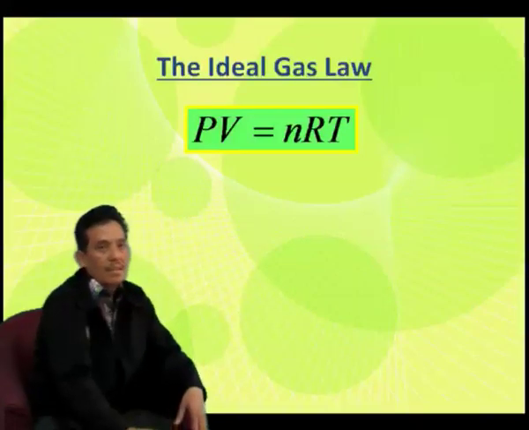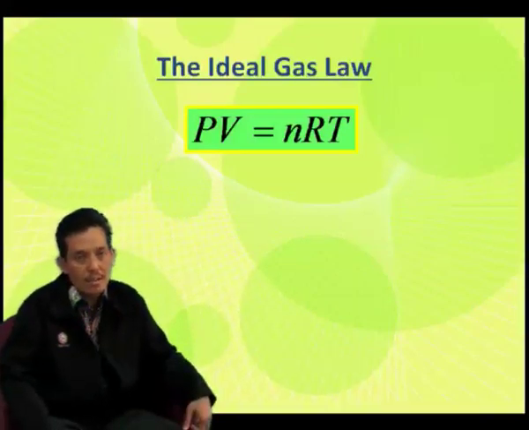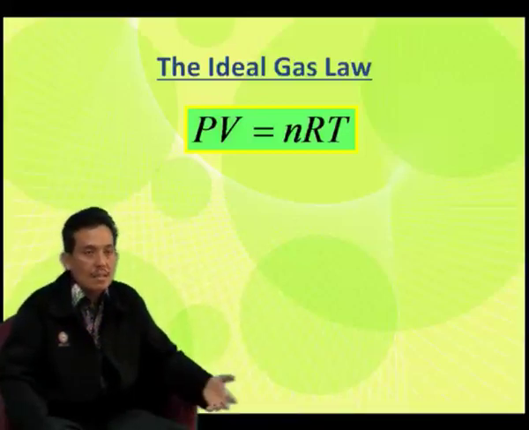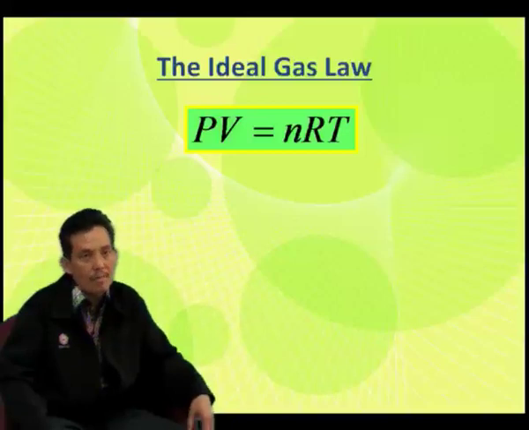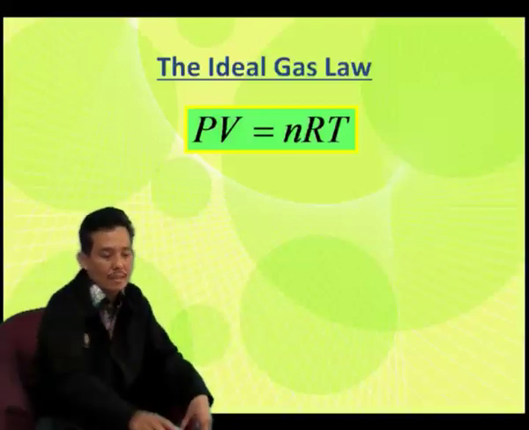I think you learned this at senior high school in the earlier semesters. The ideal gas law is written as PV = nRT. P is the pressure, V is the volume, n is the number of moles of the molecules, R is the gas constant, and T is the temperature in Kelvin.